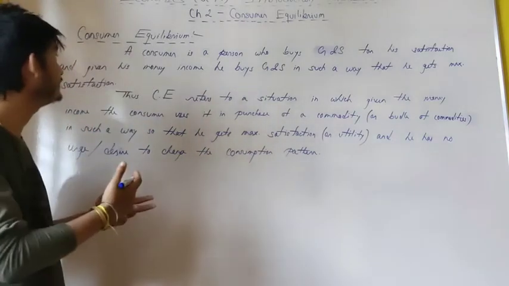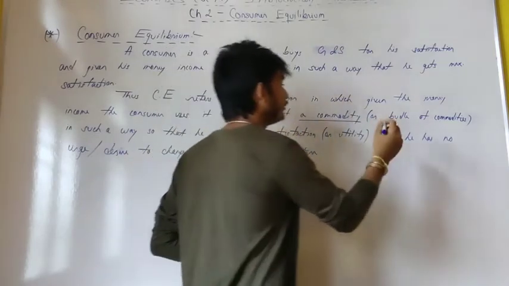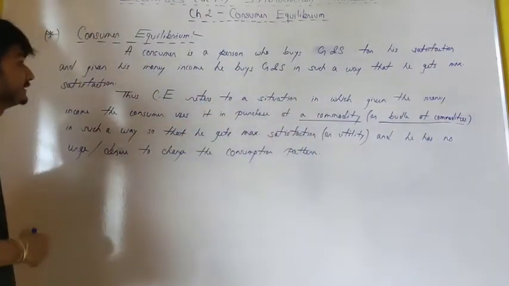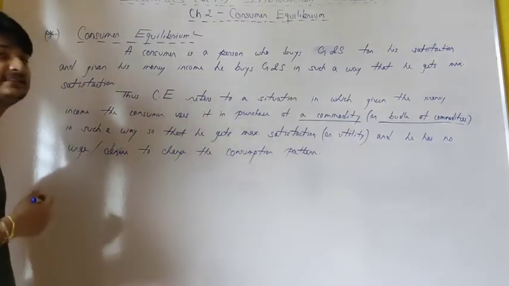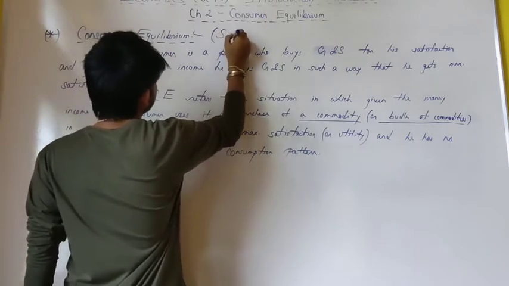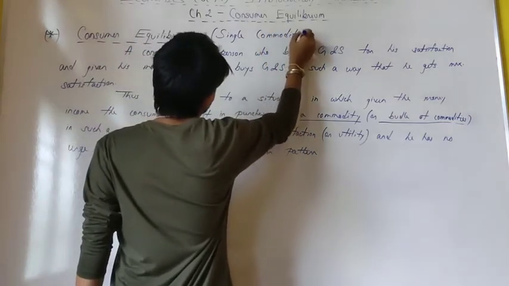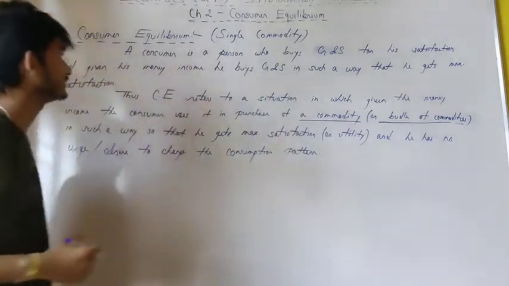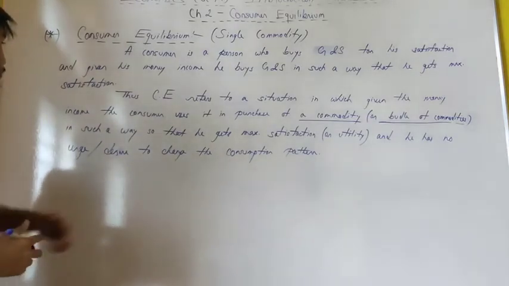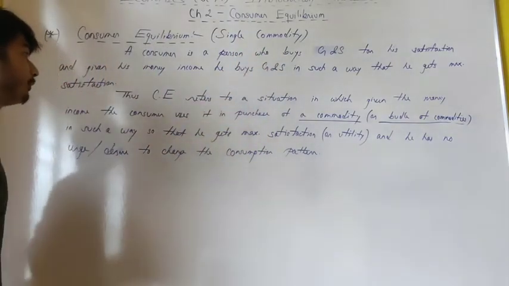And this consumer equilibrium can be discussed for a single commodity case, or for several commodities. So today we are going to discuss the consumer equilibrium for a single commodity. I am just writing here: consumer equilibrium, single commodity. I hadn't written this earlier, just to make this concept even more vivid. So we are discussing consumer equilibrium in cardinal utility analysis for a single commodity.